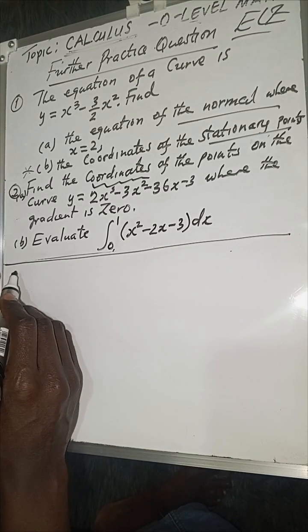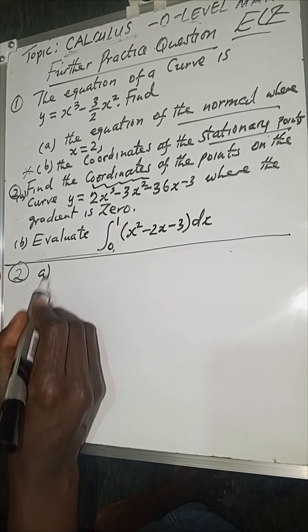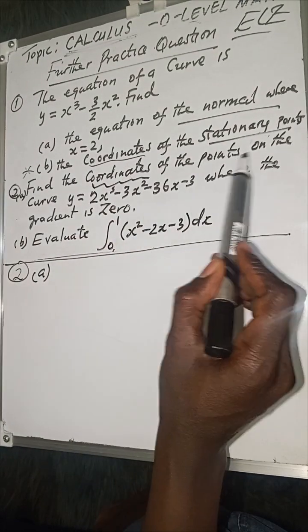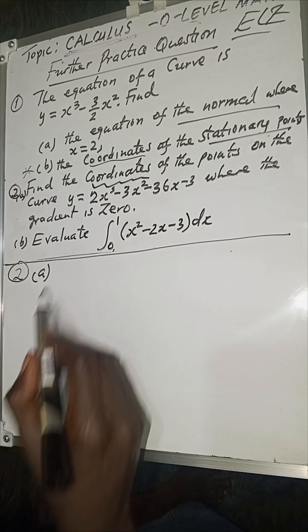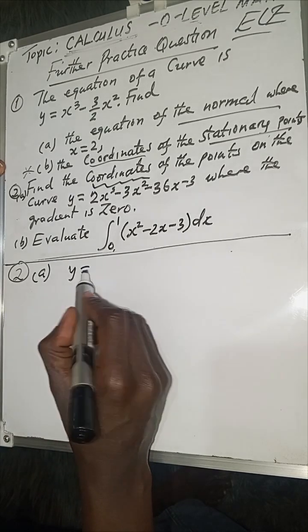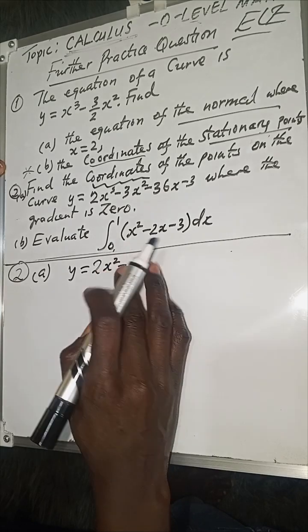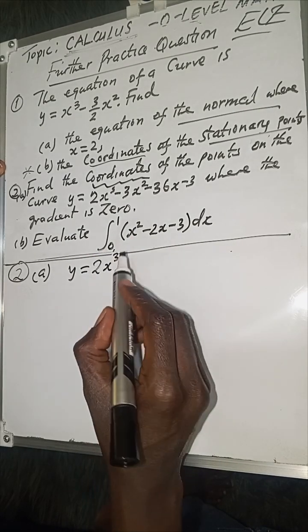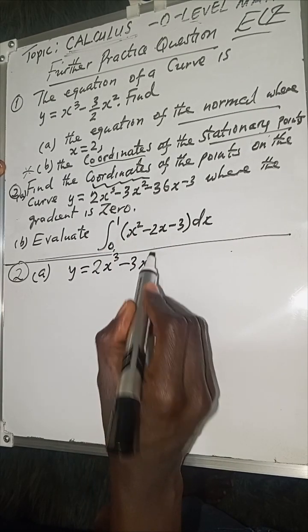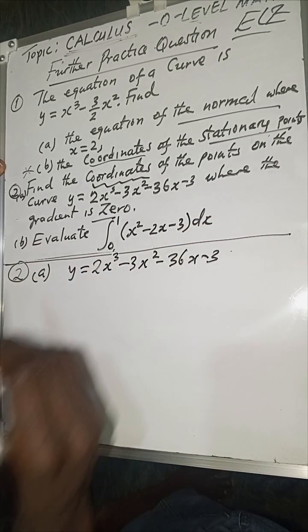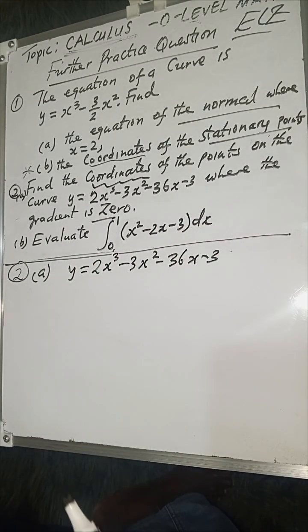Let's look at 2a. It says find the coordinates. So again, it says find the coordinates of the points on the curve. Yeah, so they want us to find the coordinates of points on the curve y = 2x^3 - 3x^2 - 36x - 3, where the gradient is 0. So they are telling us the gradient is 0.